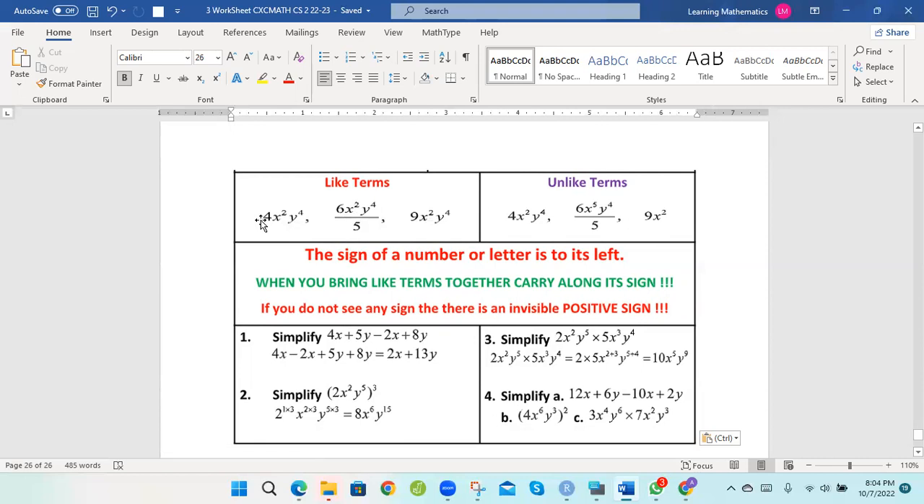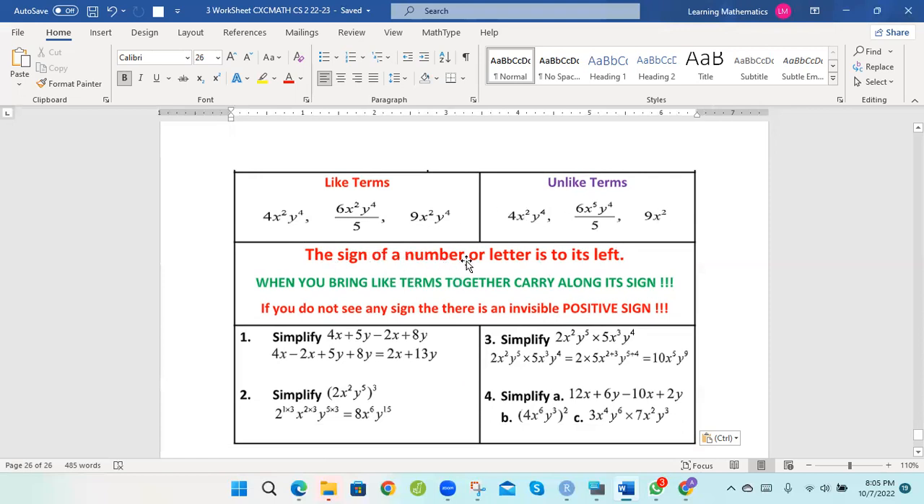They are like terms. Now look at an example of unlike terms. 4x squared, y to the 4. This is x squared, y to the 4. But this has x to the 5th, y to the 4. Because this has x to the 5th and this one has x squared, these terms are not like. This has x squared, but it's missing y to the 4. Or it's missing a y to whatever. So therefore, these 3 terms are not like each other.